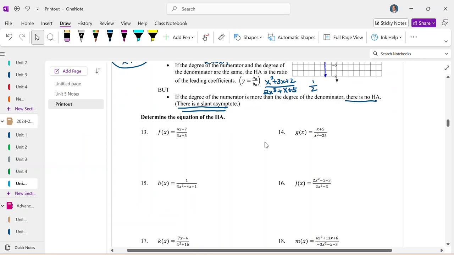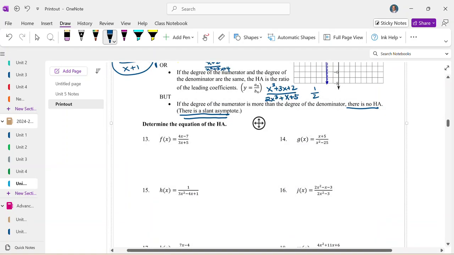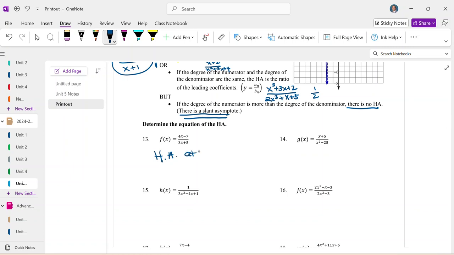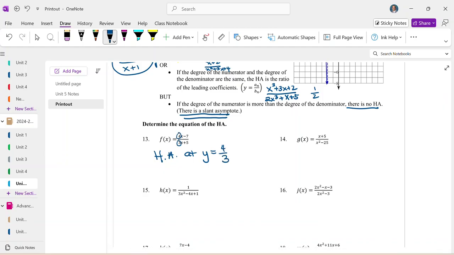So if you look at this equation here, the degrees are both 1, right? So what you're going to do to find the horizontal asymptote is divide the leading coefficients. The leading coefficients are 4 and 3. So the horizontal asymptote would be 4/3. Here the degree is 1, here the degree is 2. So since the degree of the numerator is less than the denominator, that means the horizontal asymptote is automatically y equals 0.